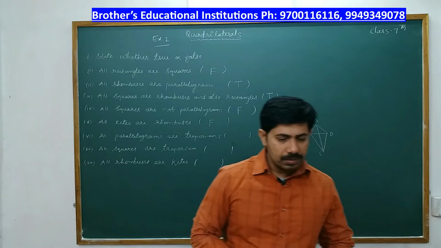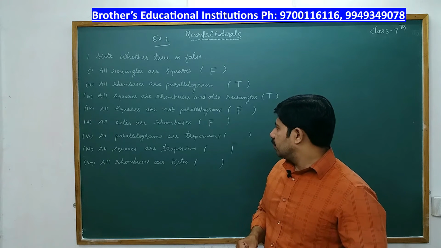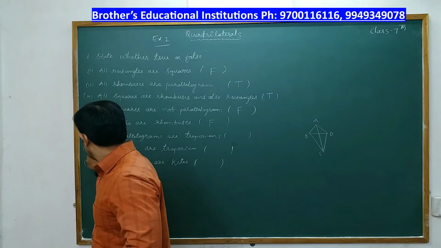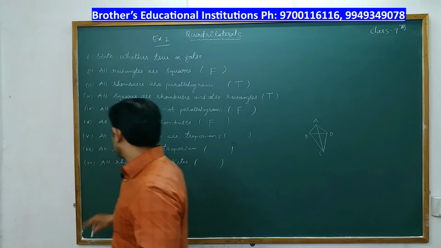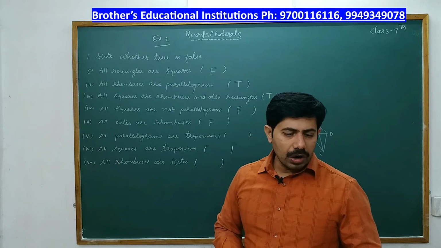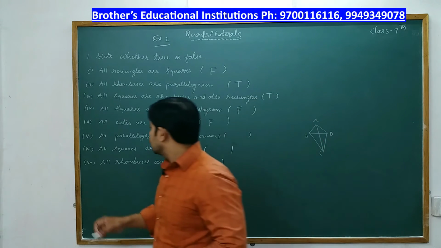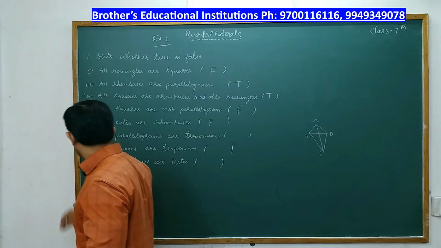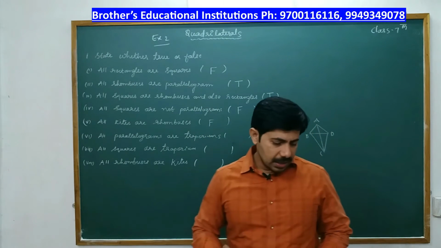Then the sixth one we have, all parallelograms are trapeziums. Sorry, one second, this is the fifth one, sixth one, seventh one, eighth one, right? We completed five. The sixth one is all parallelograms are trapeziums.